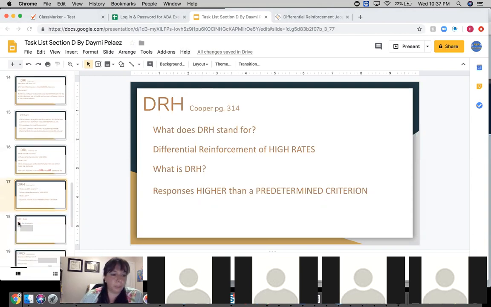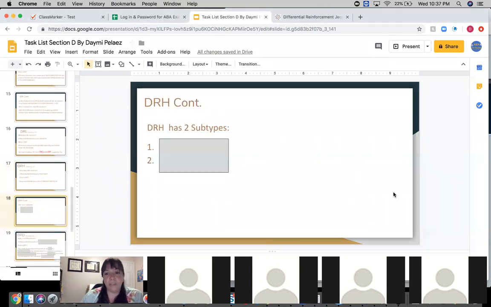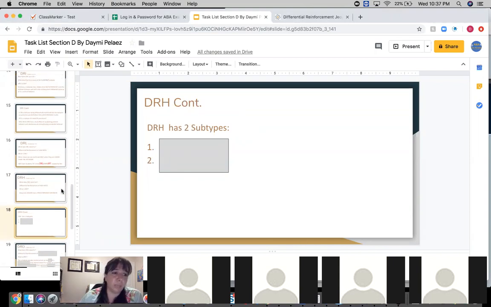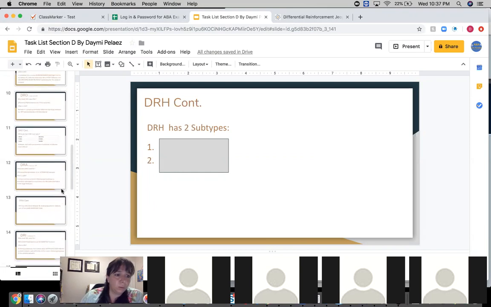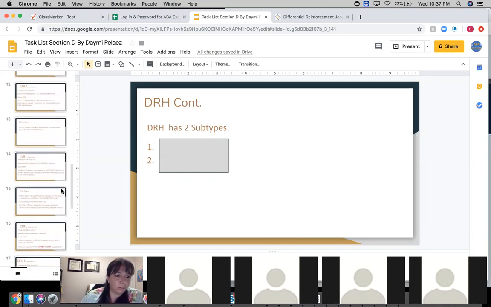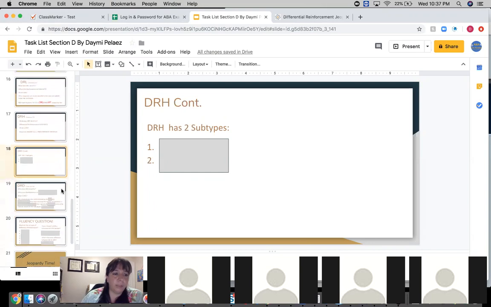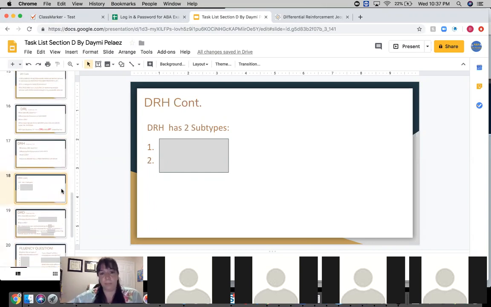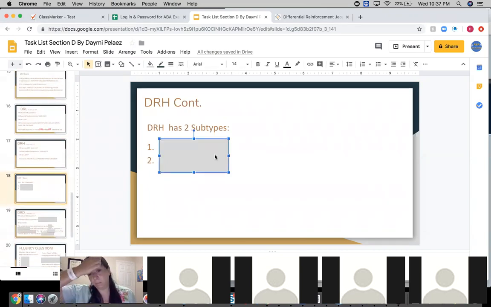Okay, so we're going to move on. DRH continued. DRH has two subtypes, just like I said about, I think I was talking about DRO, or was it? Yes, DRO. Okay, so DRH has two different subtypes. Does anybody know them?